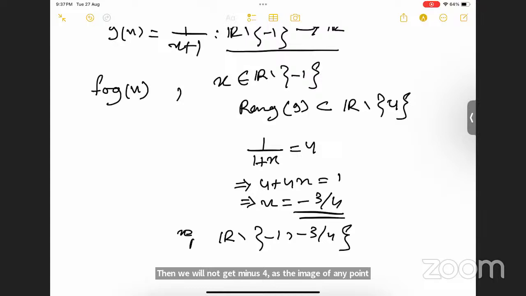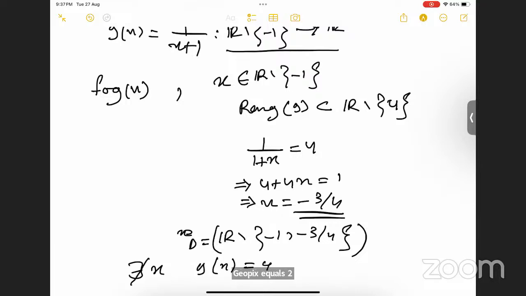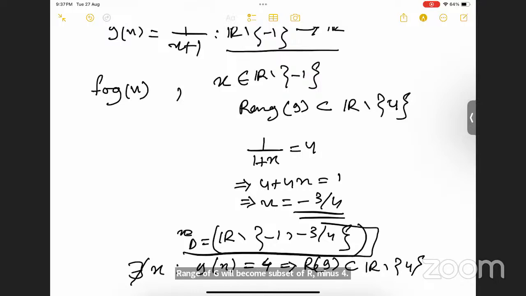Yes, we can restrict the domain in such a way. Then G of X equals 4 — there doesn't exist any X such that G of X equals 4, right? That will imply that the range of G will become a subset of R minus 4. So this will be the domain of this composite function. Is it now clear to all of you?